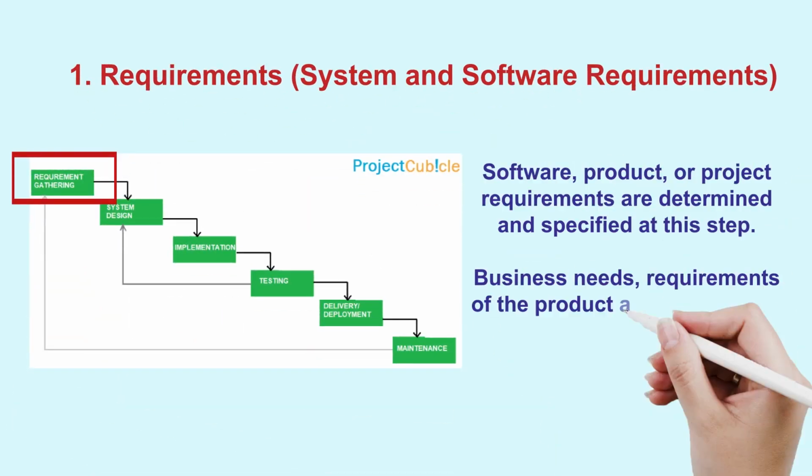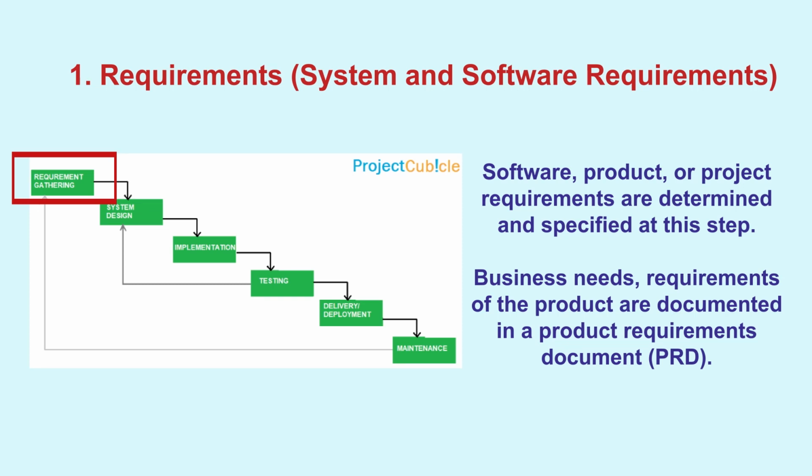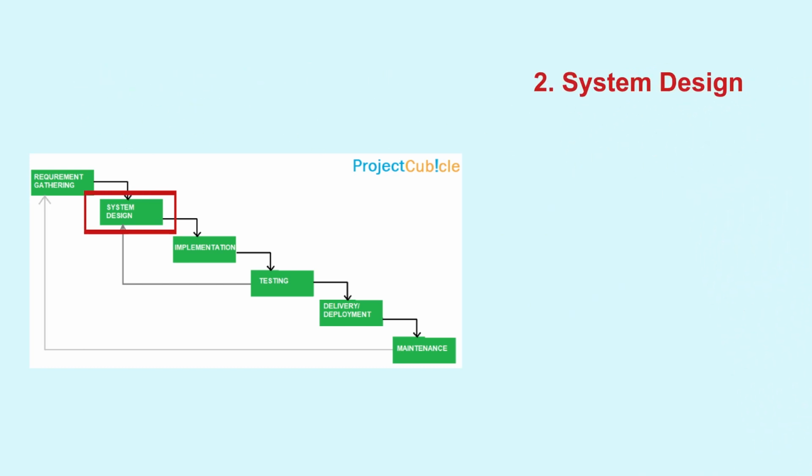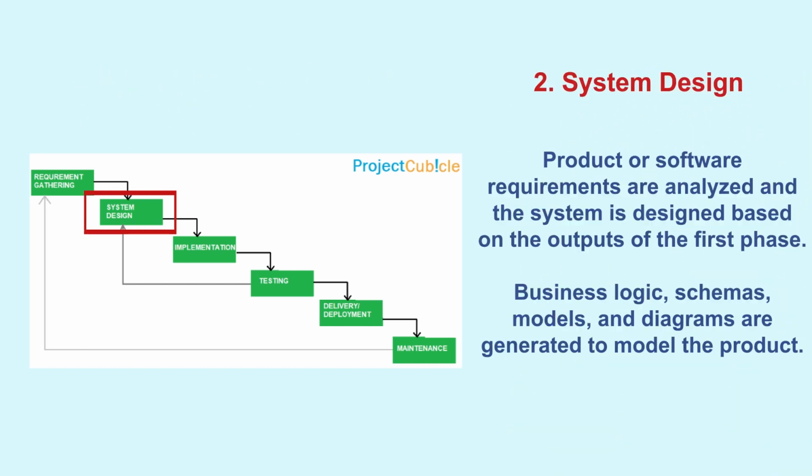Requirements. Software, product, or project requirements are determined and specified at this step. Business needs. Requirements of the product are documented in a product requirements document. System design. Product or software requirements are analyzed and the system is designed based on the outputs of the first phase. Business logic, schemas, models, and diagrams are generated to model the product.